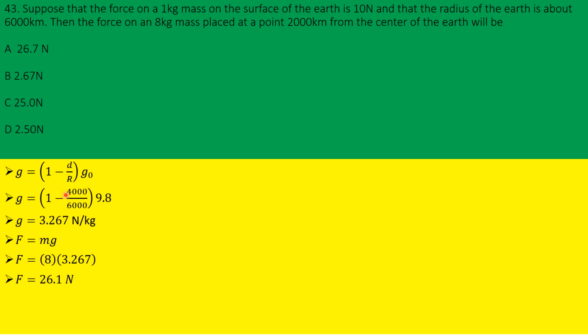So the depth is 4,000. So you ratio that depth to the radius, and then you take 1 minus that, and you multiply with the field intensity at the surface. So this is the field intensity at that particular point. To get the force, it is mass times the field intensity at that point. The mass is 8, the field intensity is this, so we have 26.1. But if you are using g as 10, you would have exactly 26.7. So the answer is actually A. All right, you can have 26.1 or 26.7 depending on your value of g.